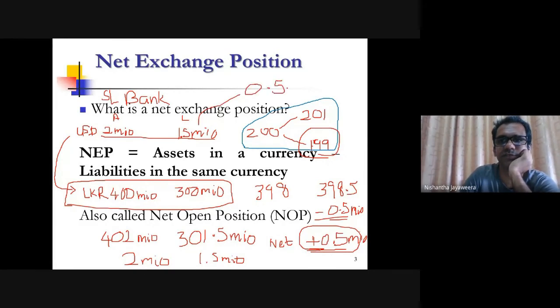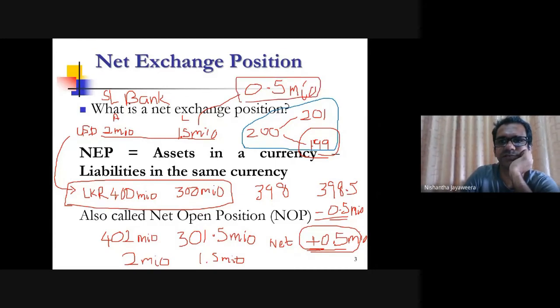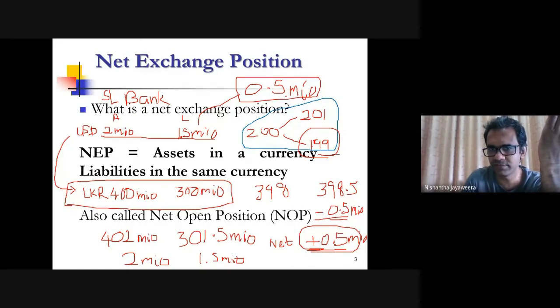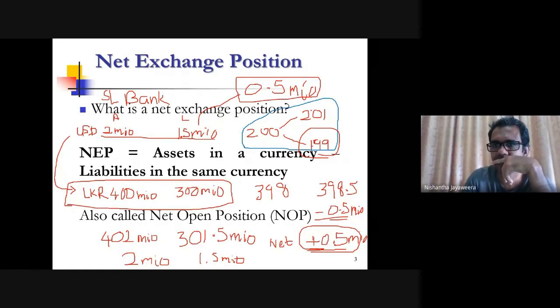$0.5 million difference is there, plus difference. Asset value is higher than the liability value. In dollar terms, there's a positive difference. So when the exchange rate goes up, rupee value of this 0.5 million goes up. So it will be a gain. If the exchange rate goes down, this value goes down by 1 rupee. So 0.5 million. It's a loss.